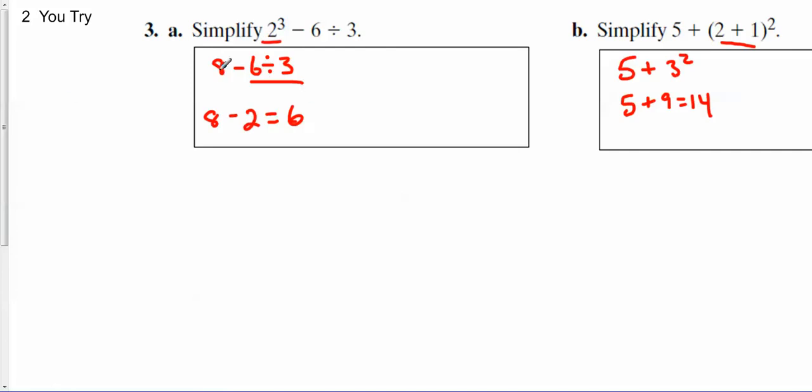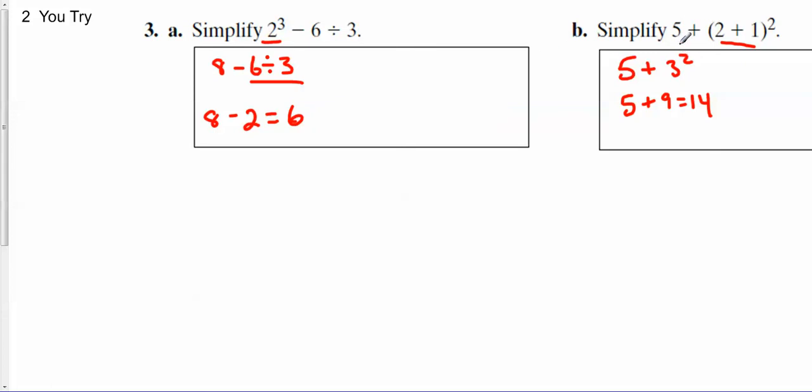Okay, over here we have 2 cubed minus 6 divided by 3. So first thing I'm going to do is the exponent. So 2 cubed is 8. Then I've got minus 6 divided by 3. So do I subtract or do I divide? Well, I divide next. 6 divided by 3 becomes 2. 8 minus 2 is 6. So for 3a, my answer is 6.